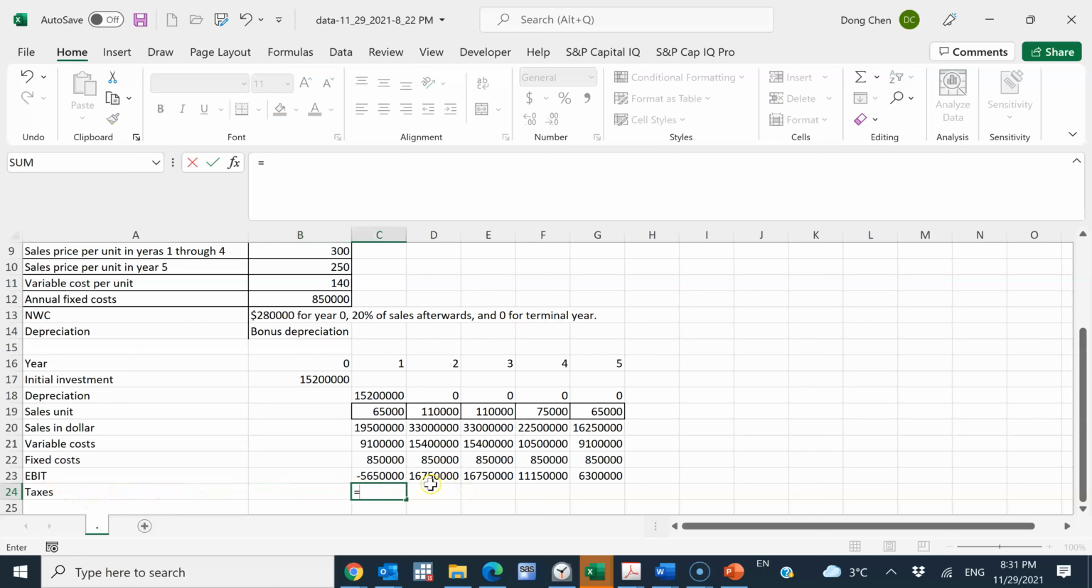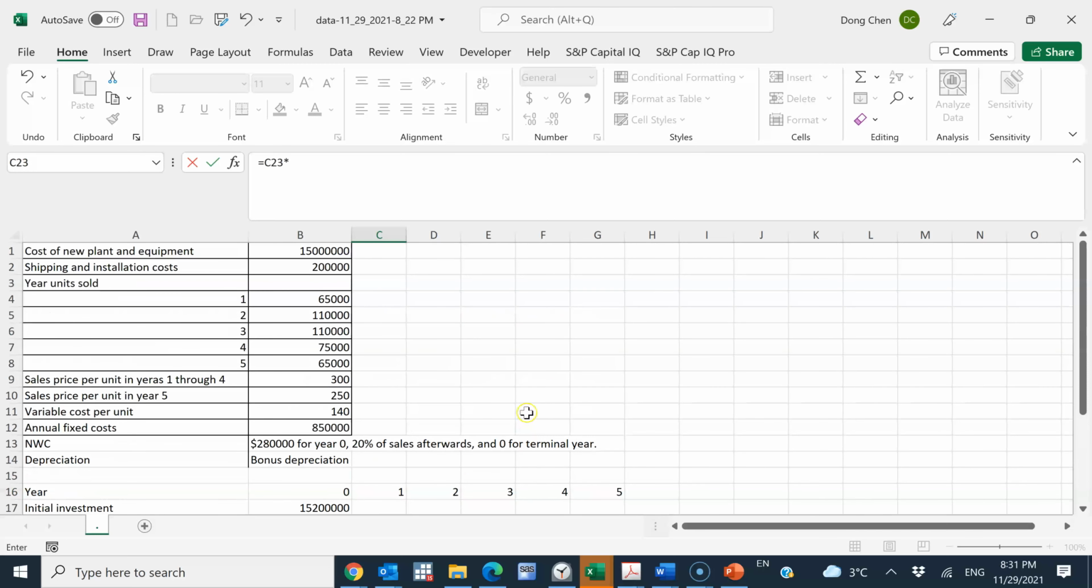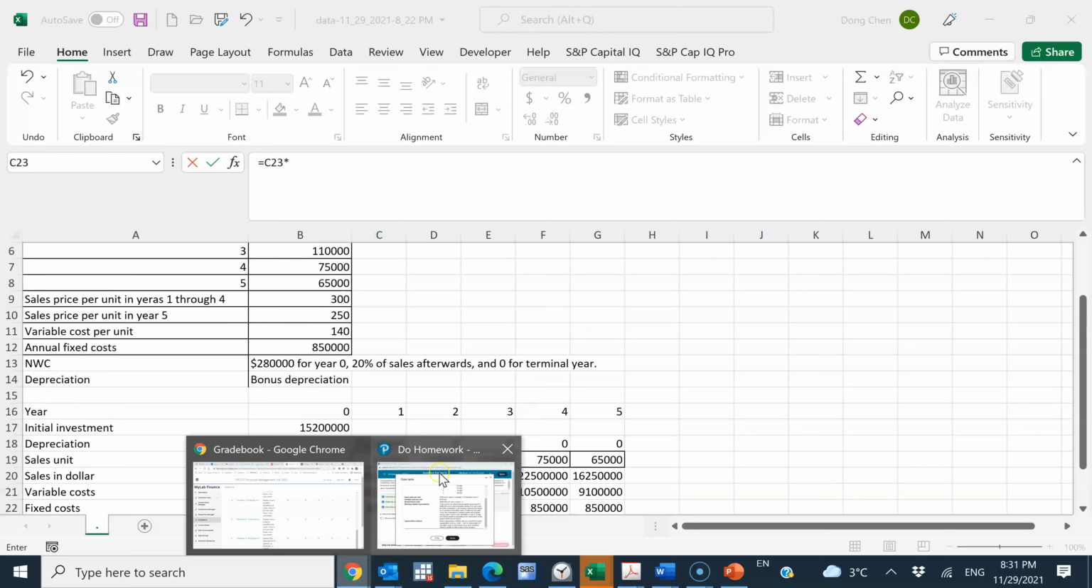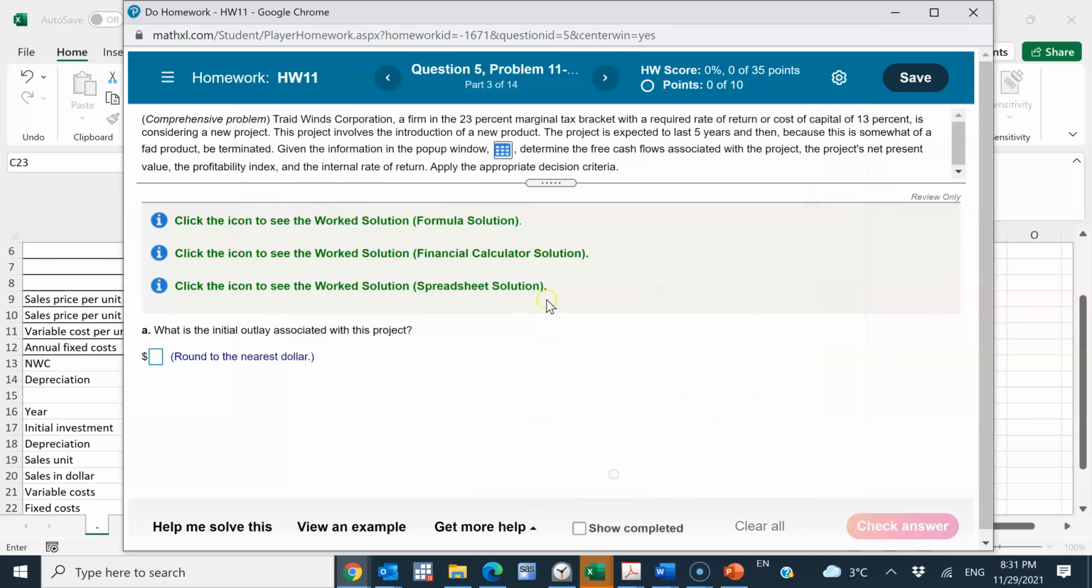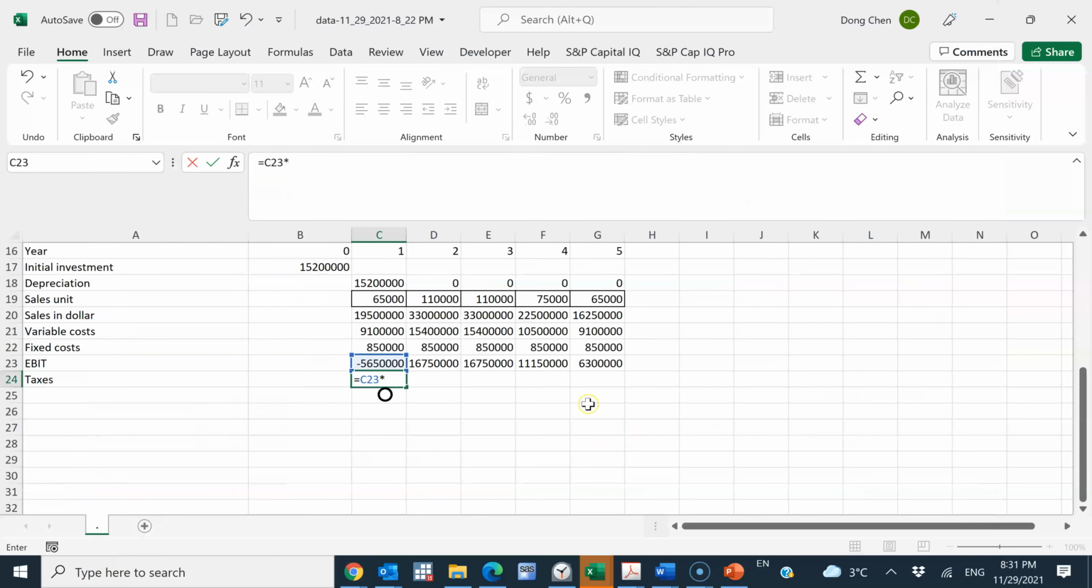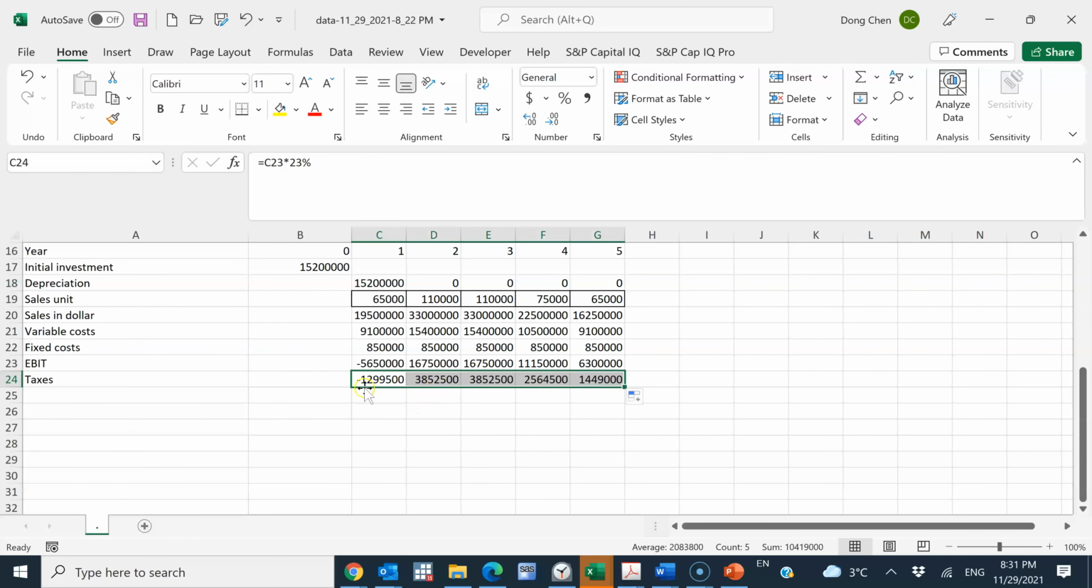So we just use the EBIT and multiply by the tax rate. So going back to the setup, the tax rate is going to be 23%. And extend that to all other years. And for the tax here, you can see for the first year, because the EBIT is negative, the taxes are also negative. So what does the negative tax here mean?